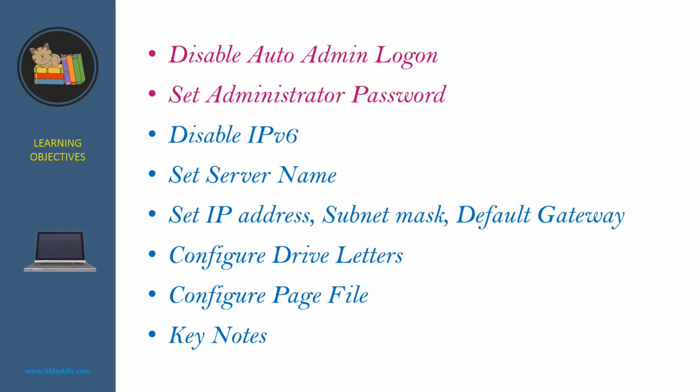After that, we will disable IP version 6, set the server name, set the IP address, subnet mask, and default gateway. To move the page file to a different drive, we need to configure drive letters and configure the page file. Finally, we will sum up the lesson with the keynotes.